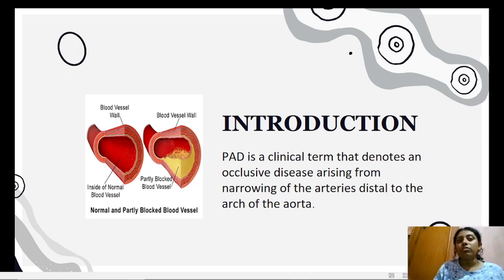Okay, this leads to peripheral arterial diseases, as you can see in here. This is a normal blood vessel and this is a blocked one, a partly blocked blood vessel. This can be due to atherosclerosis. The other name of peripheral arterial disease is atherosclerosis obliterans.